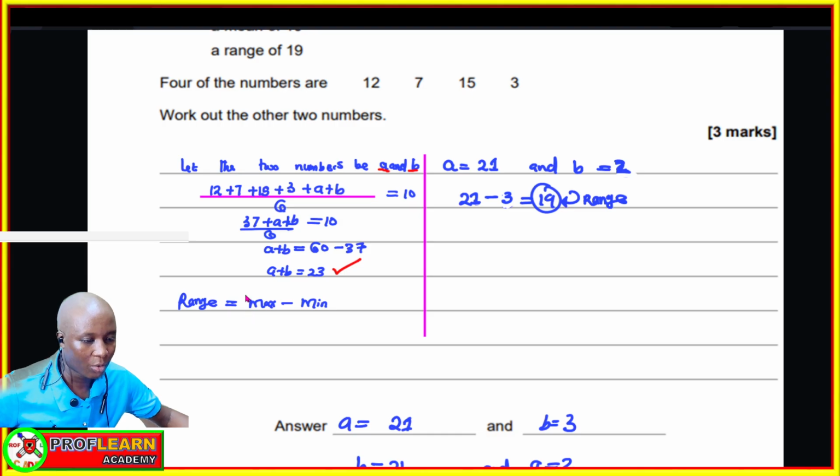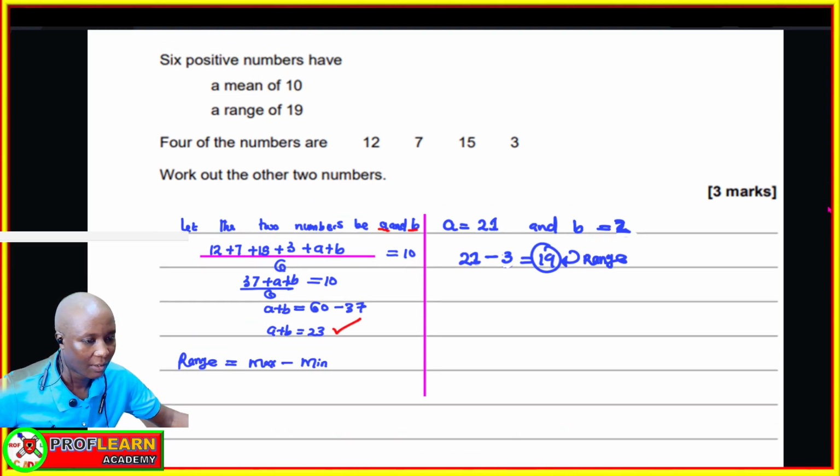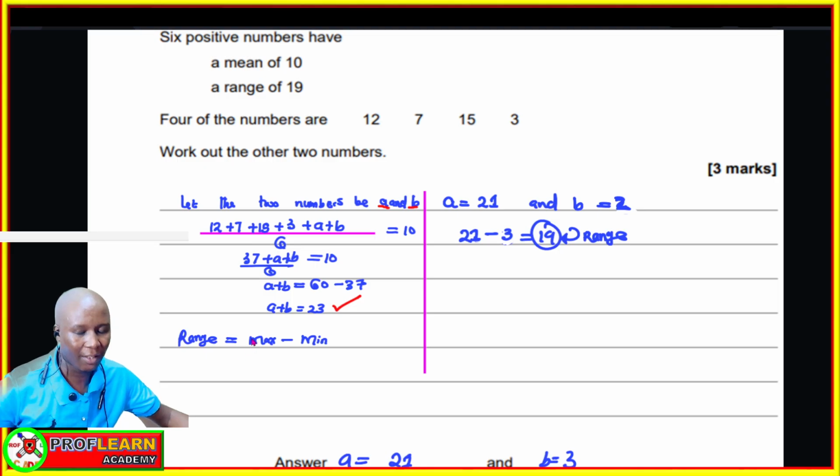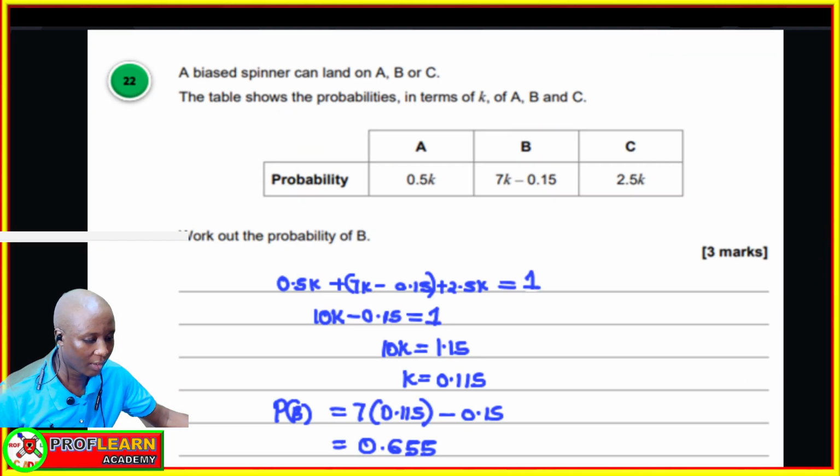And then I have been told the range is 19. I started thinking that the range is basically the difference of two numbers. So for me to get 19, I can have numbers like 21 and 2. 21 plus 2 gives me 23. Remember, a plus b must give you 23, but it must also give you a difference of 19, as 21 will be the largest number and 2 will be the smallest number. So I settled on these numbers; this is just trial and error to get those two numbers.